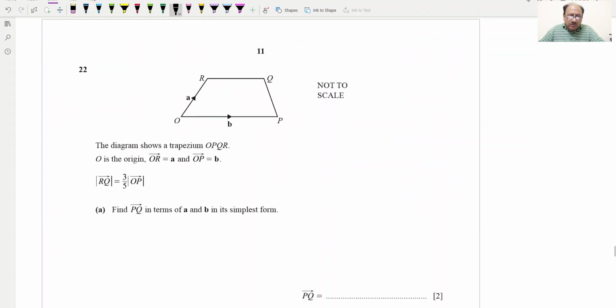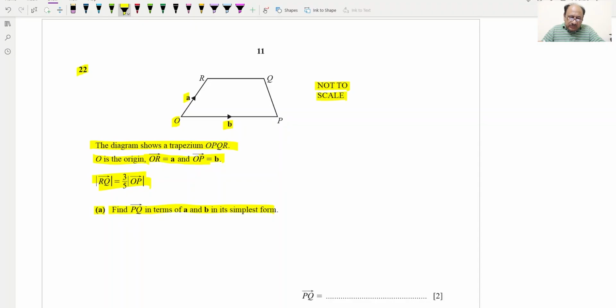Now question number 22 is a vectors question, and this is a little tricky. The diagram is not to scale. The diagram shows a trapezium, O is the origin, OR is equal to A, and OP is equal to B. This relation is also provided: the modulus of RQ is equal to 3 by 5 the modulus of OP. Part a: find PQ in terms of A and B in simplest form.